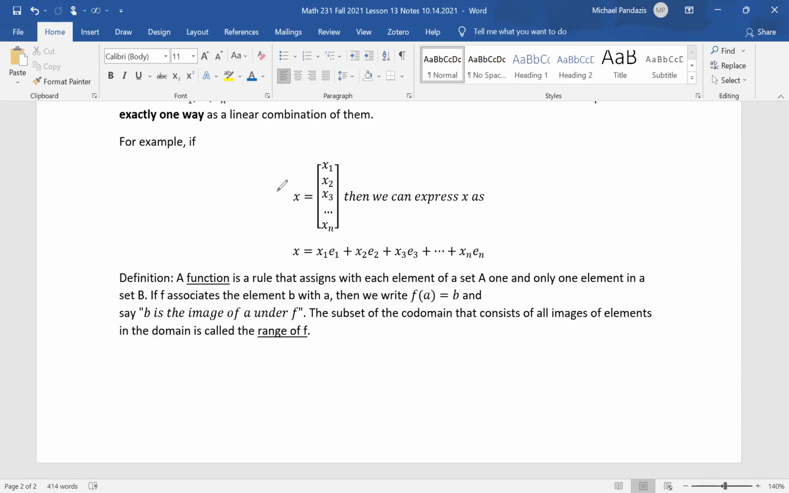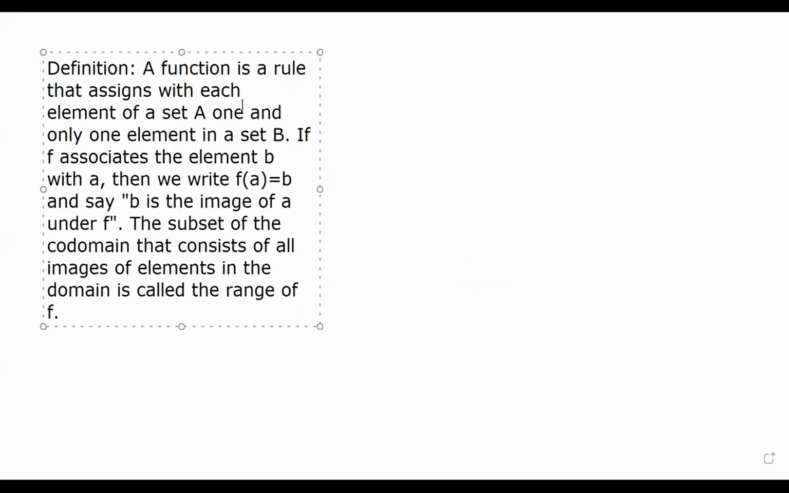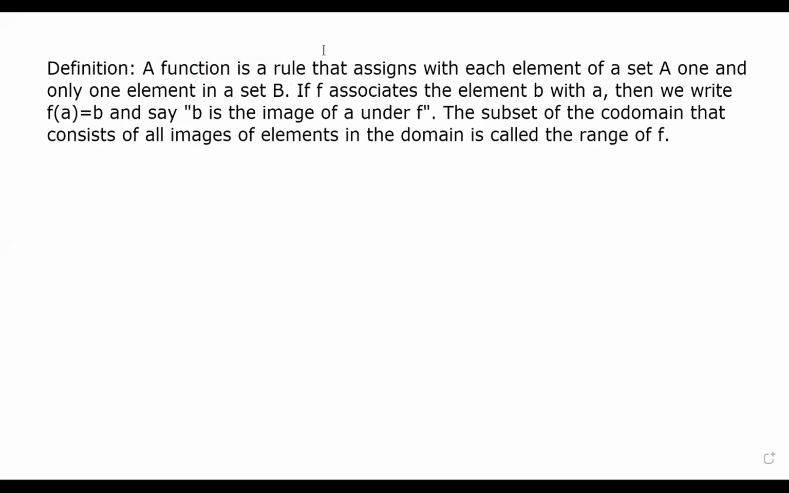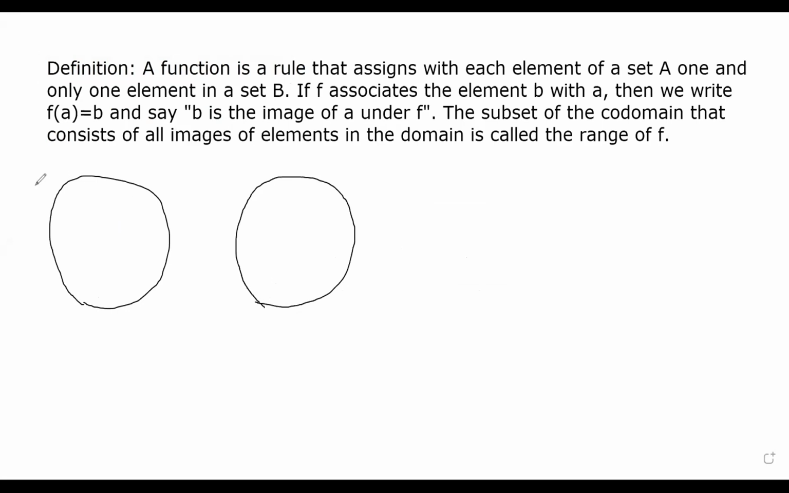Okay, so a function is a rule that assigns each element of a set A one and only one element in a set B. So for instance, I'll give you an example of a function. This is called an arrow diagram representation of a function. So if A is your domain and B is your codomain, as we're calling it, what I'm drawing is a picture of F.